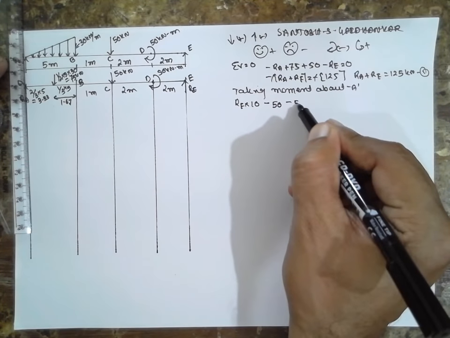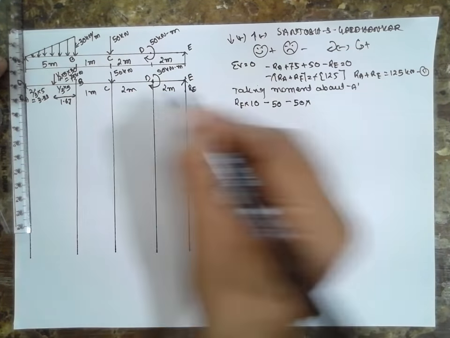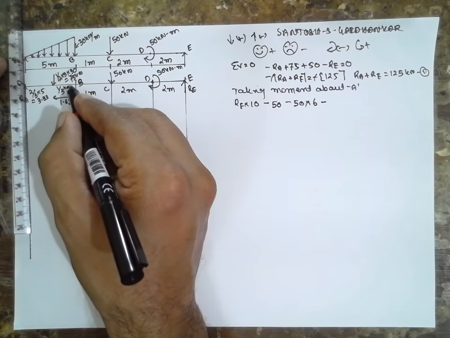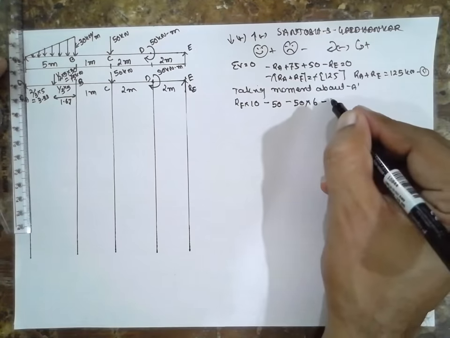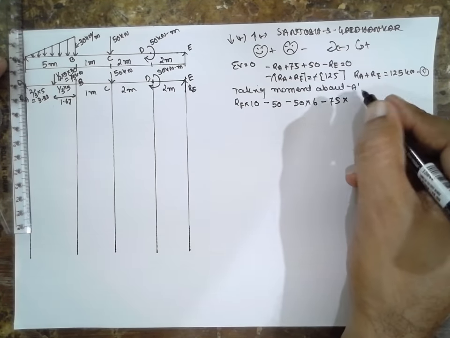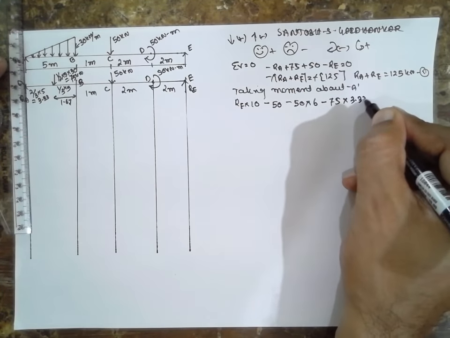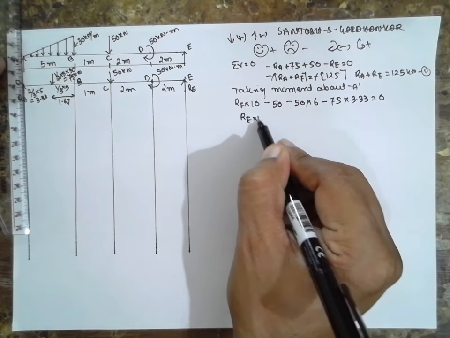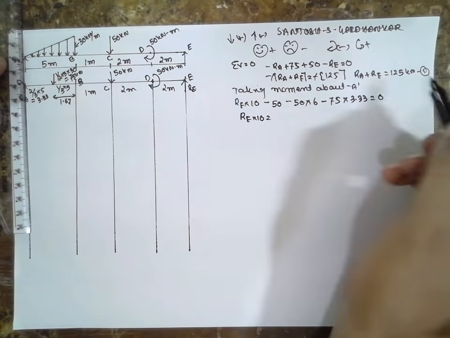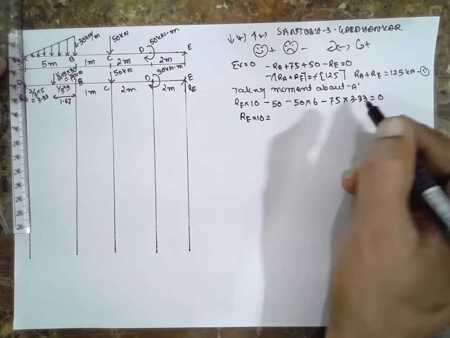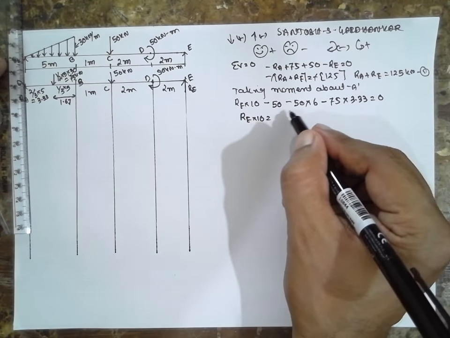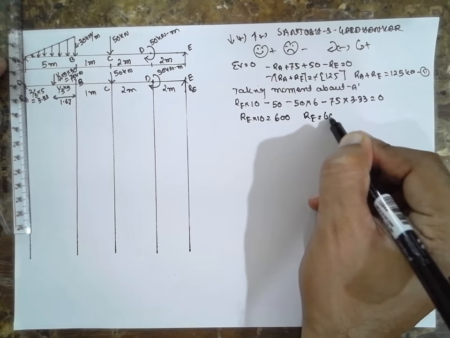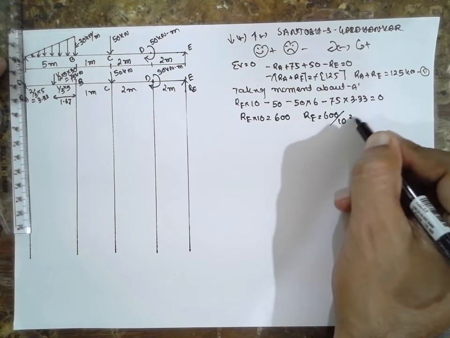Next minus 50 into distance, that is 6, minus 75 into 3.33 is equal to 0. Therefore RE into 10, this term has to be brought this side, it becomes positive. That is 600. Therefore RE is equal to 600 divided by 10. That will be 60 kilonewton.